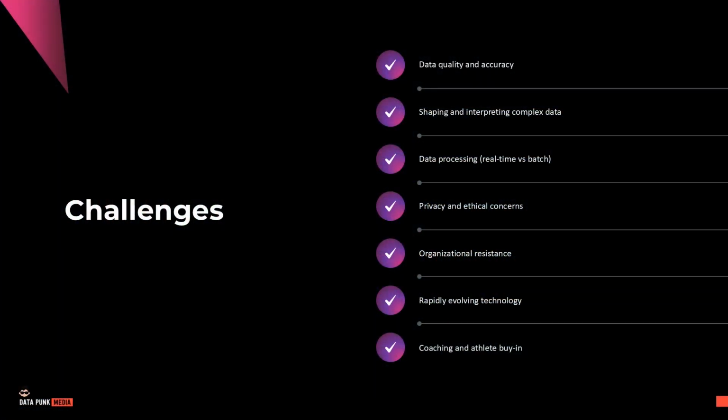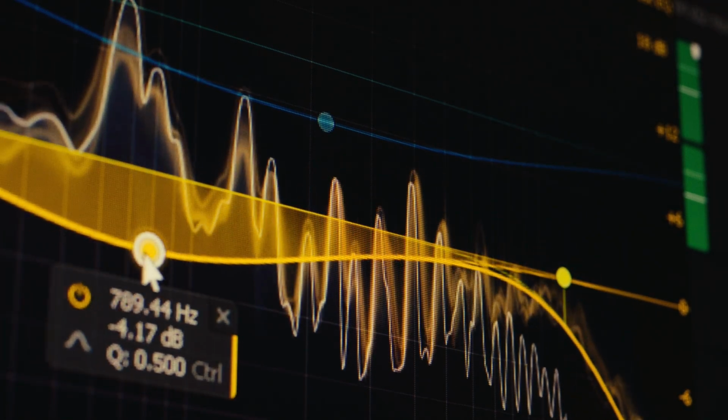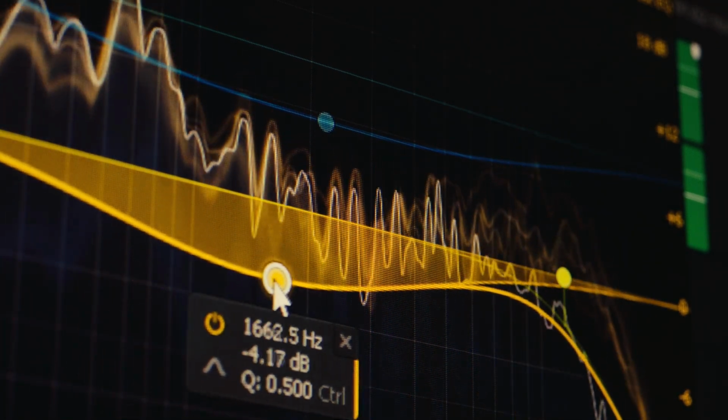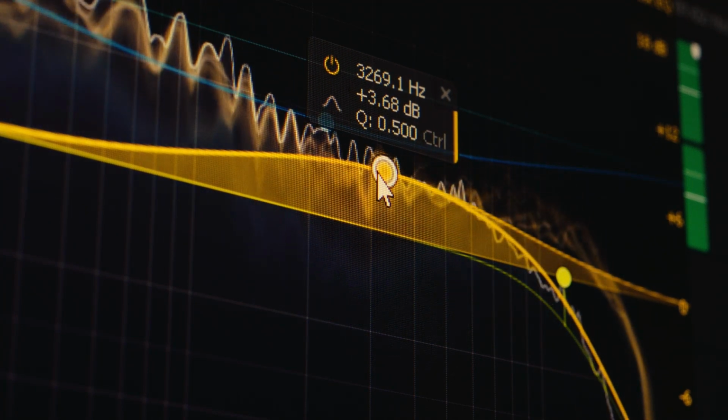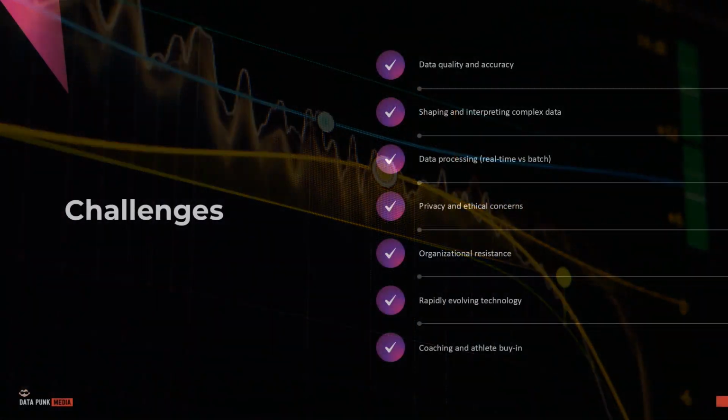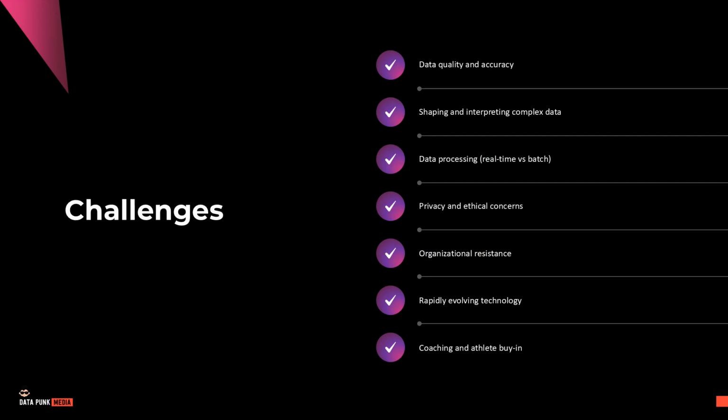Real-time data processing and usage. Real-time data is a huge asset during games, but processing it quickly enough to make in-game adjustments can be technically demanding. Delays in analysis can mean that crucial insights are missed. For instance, if positioning data on opponents isn't processed fast enough, teams might miss chances to adapt tactics in real time. Privacy and ethical concerns.